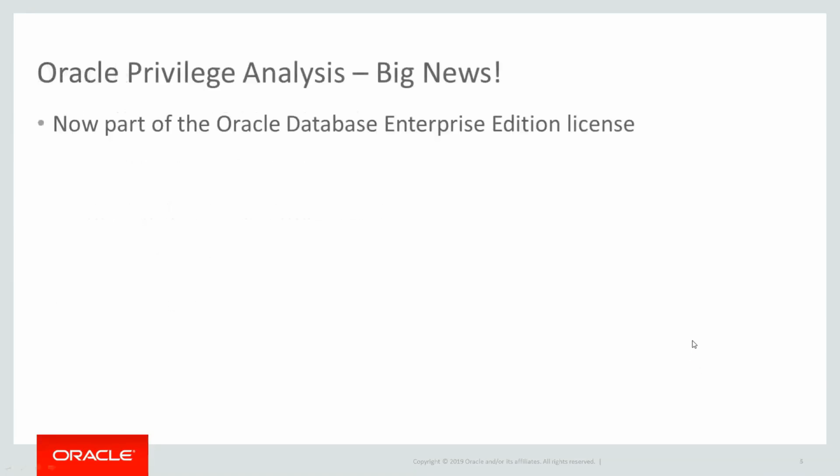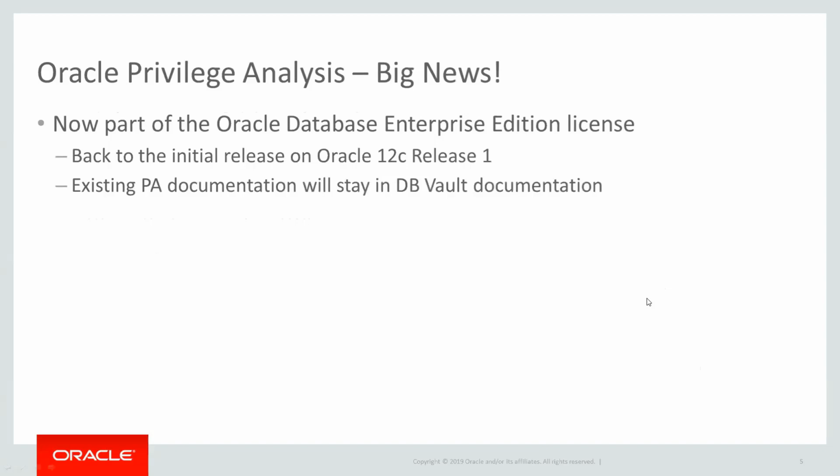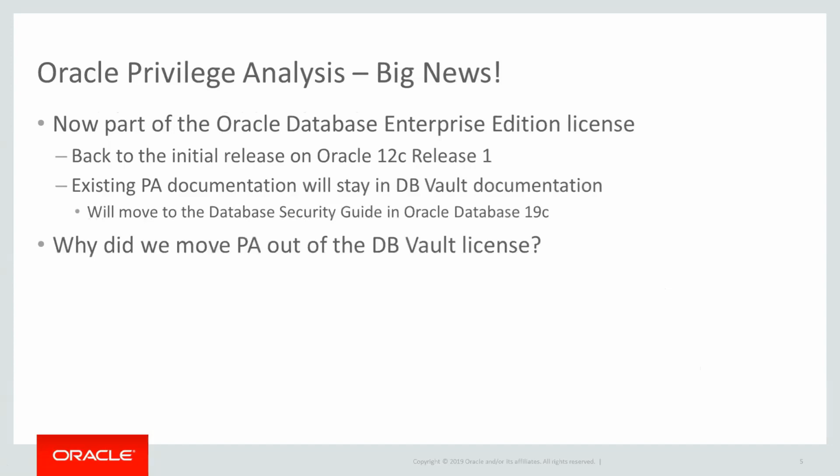So like Russ said, the big news is that privilege analysis is now part of the Oracle Database Enterprise Edition license. This is back to the initial release of PA in Oracle 12c Release 1. The existing documentation will stay in the Database Vault documentation, but in Oracle Database 19c, it'll move to the Database Security Guide. So why did we move privilege analysis out of Database Vault?